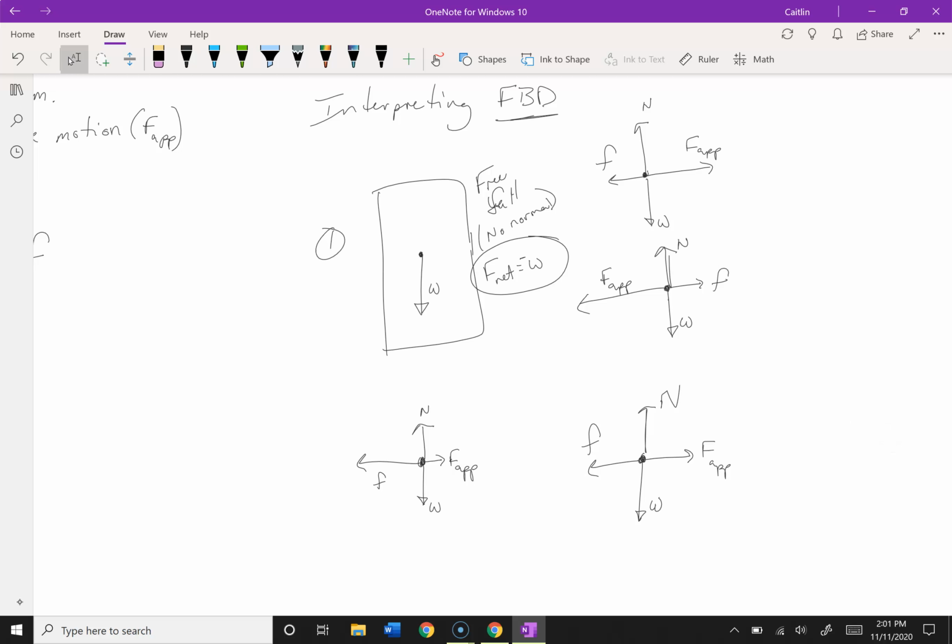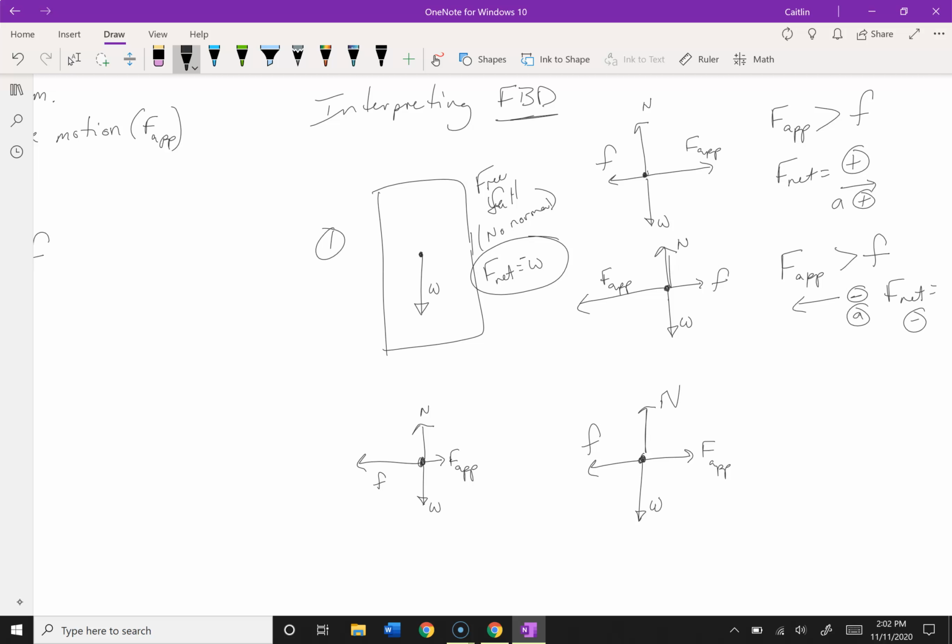All right, over here, the F applied is clearly drawn as larger than the friction force. So what that tells me is that F net is going to be a positive number that falls to the right, which means that it will have an acceleration that is also likely positive. Okay, down here we have F applied still greater than friction, but it is going to the left. So by definition, we would say that A is negative. F net would be a negative number.